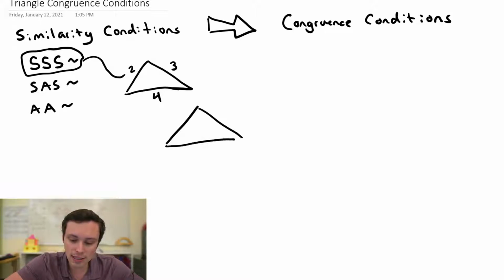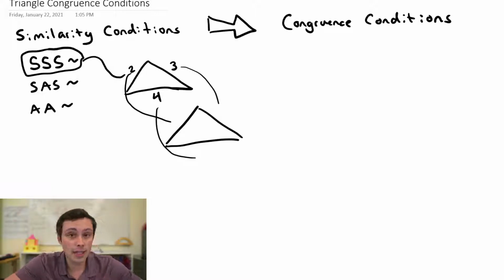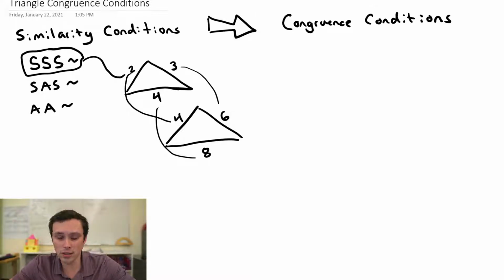Basically what this is saying is that the ratio from each side to its corresponding side has to be the same ratio, meaning they all have to be multiplied by the same amount. So for example, they could all be multiplied by 2. So maybe this would be 4, and this would be 6, and this would be 8. These two triangles would be similar by the side, side, side similarity condition because all sides have been multiplied by the same amount, and we've proved this before. What we're looking at now is, could we adapt this to congruence?